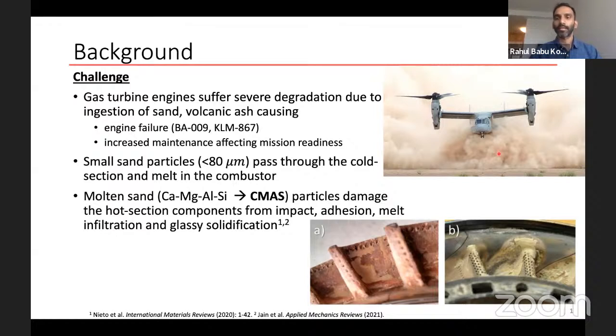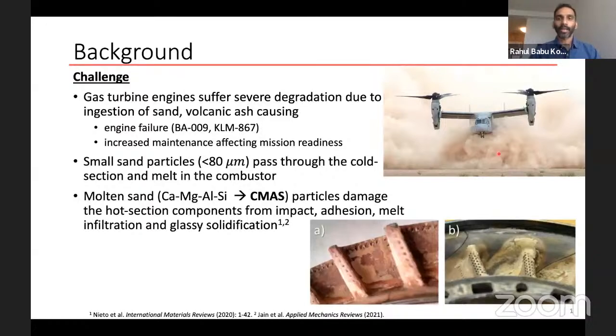Because once the engine is fully ingested, you have to ground the aircraft, take the engine apart, and do the maintenance. And there have also been reported cases of total engine failure. All four engines of a commercial airliner, a Boeing 747, went offline mid-flight because they flew through volcanic ash. So this is very much of interest for the commercial side of air transport too.